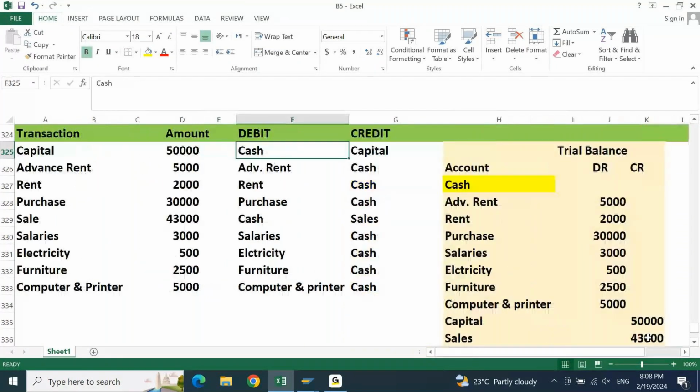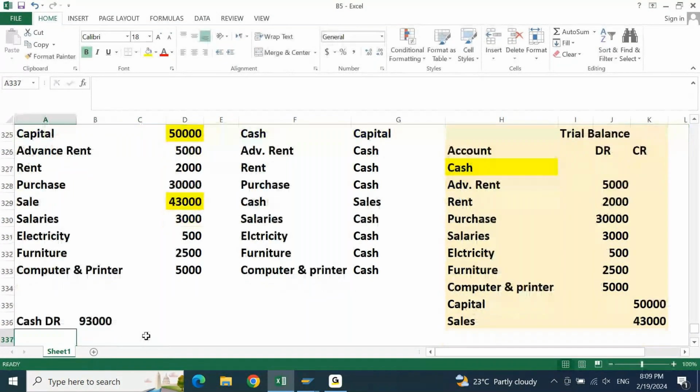Now wherever I have debit, I'm going to highlight it. This is debit cash. This is debit cash. There are only two debits in the cash. Cash debit is how much? 50,000 and 43,000. It is equaling to 93,000. 93,000 is my cash debit balance.